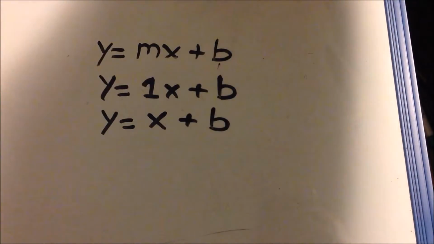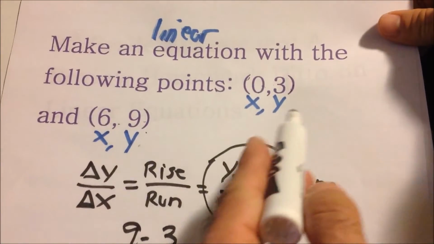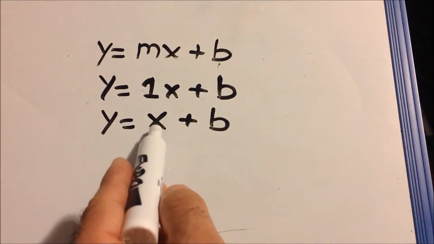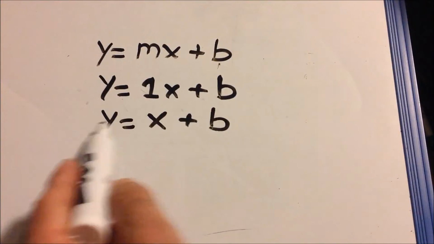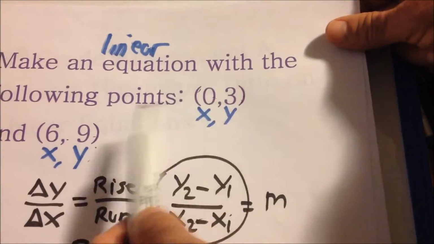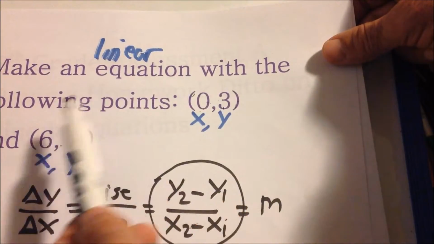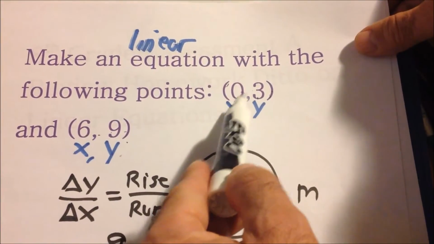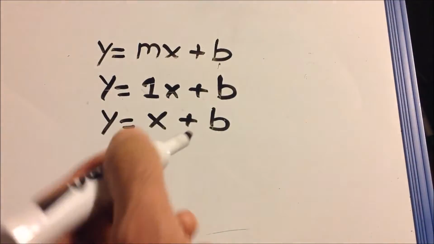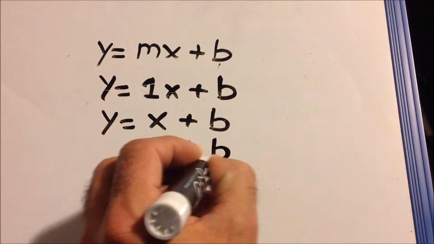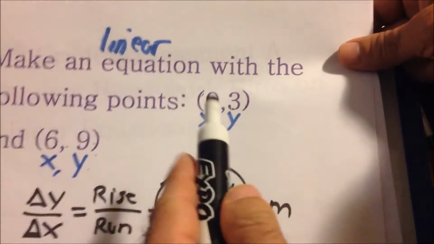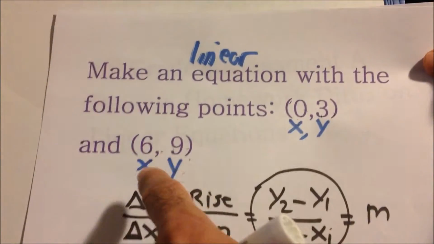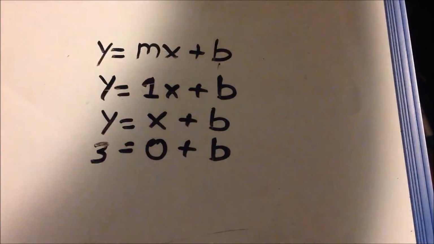Now, remember our points, (0, 3) and (6, 9). What we have to do now is plug in those points in the equation. We can use any pair, (0, 3) or (6, 9), whatever's easier for you. I'll use (0, 3). That means x is 0, and if x is 0, y has to be 3. I could have used 6 and 9. It doesn't matter, I would have gotten the same answer.